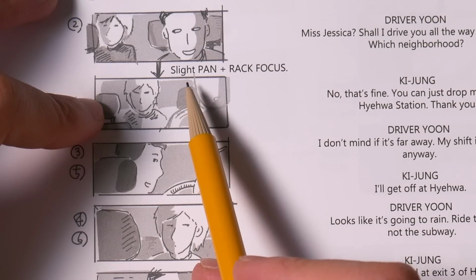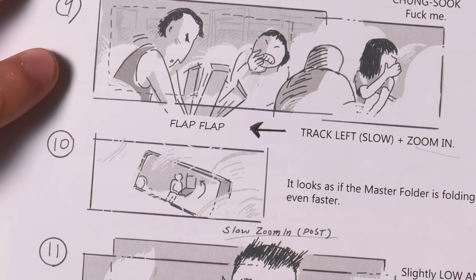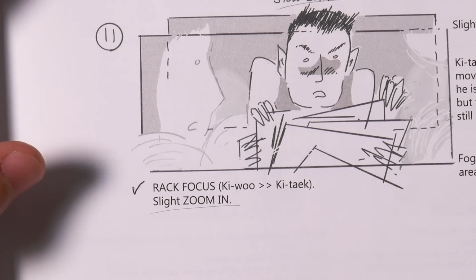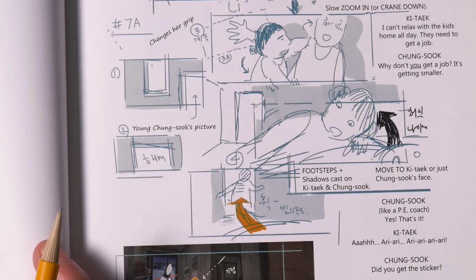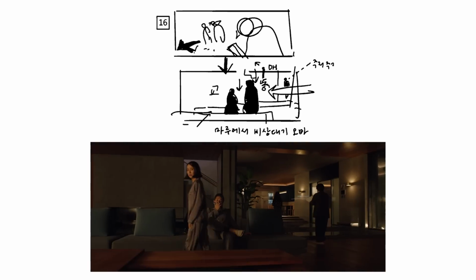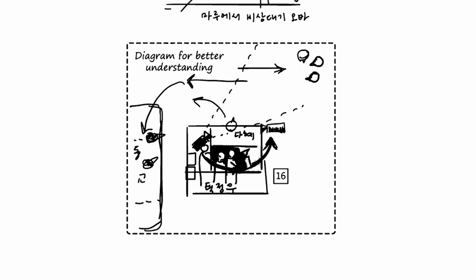Is the camera doing the zooming? Is it a dolly push? Or is it a digital zoom in post? The crew should be able to know what camera equipment they'll need to pull off the shot just by looking at the storyboards. If a movement is too difficult to represent just with the frames, you can add some diagrams to help the crew better understand how you want to move the camera.